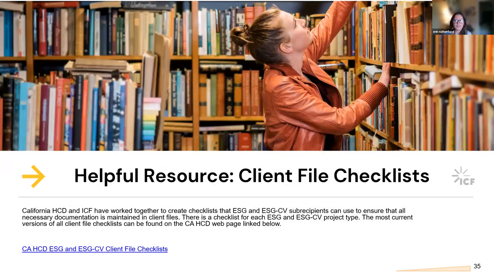All right, we are almost to lightning round. Before we move on to our lightning round section of questions, we wanted to highlight a new resource that you might find helpful. These are client file checklists. To ensure that all of the documentation that you need for an ESG client file is there, California HCD and ICF have worked together to create checklists that the ESG and ESG CV subrecipients can use for each participant's files. There's a checklist for each type of project. So if you go to that link, you're going to find checklists for street outreach, emergency shelter, rapid rehousing, and homelessness prevention project types. The most current version of those checklists is on HCD's website. So I definitely encourage you to check those out.